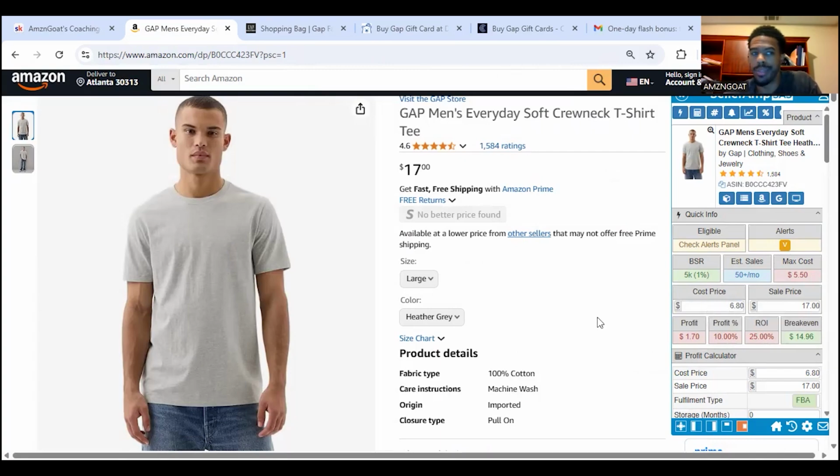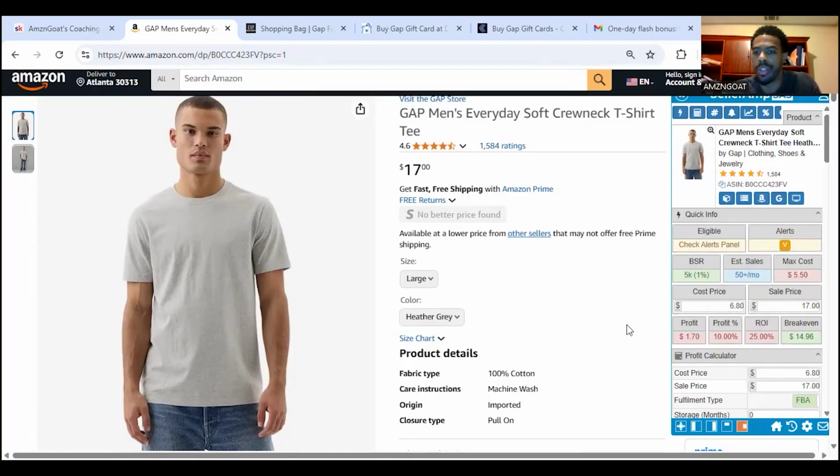If this was a grocery product, this 10% margin and 25% ROI are pretty solid. With grocery items, you're not going to get any returns and you're going to get a very low refund rate as long as you're selling products that aren't expired and they don't get damaged while it's getting delivered to the customer. So for a grocery product, these numbers right here would be good.